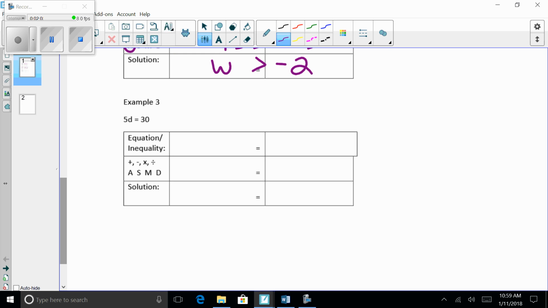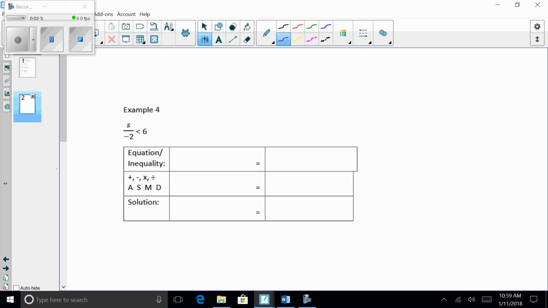Our third example, 5d equals 30. Because the 5 and the d are being multiplied, and I know that because they are squished together, I'm going to divide to get the d by itself. You always divide by whatever number is connected to it. Doesn't matter if it's a fraction, decimal, whatever. That will leave me with 1d, and 30 divided by 5 is 6. So d equals 6 for this equation.